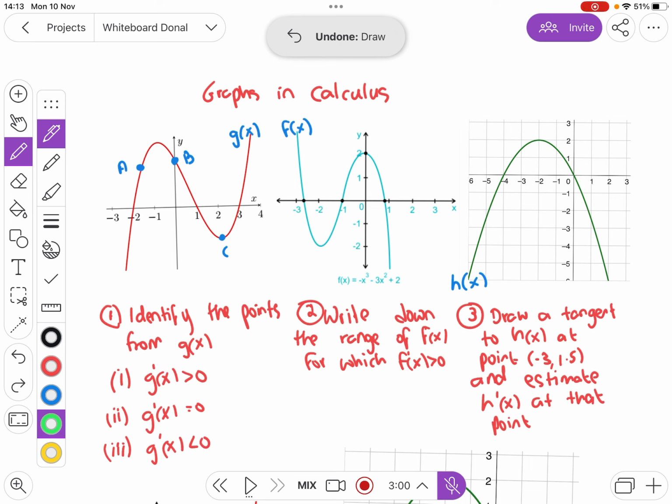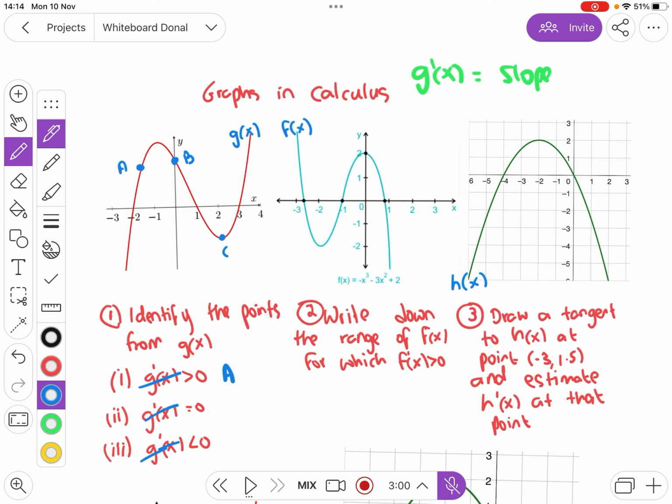So if I look at the first one, remember, g dash x is slope. So anytime I see g dash x, I'm going to cross it out and I'm going to write slope. So here, that's slope. Where is the slope greater than 0? Where is the slope equal to 0? And where is the slope less than 0? So I can see at point A, the slope is positive. So that means that it's going to be greater than 0. So my point A is the first one.